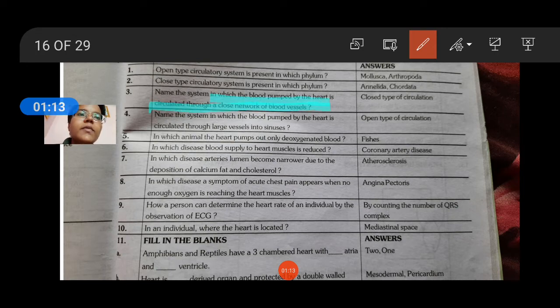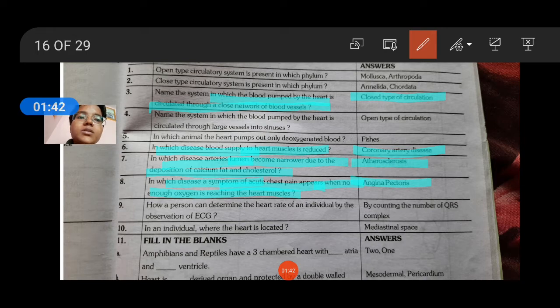Name the system in which blood pumped by heart is circulated through a closed network of blood vessels. Closed type circulatory system, as we have already seen. In which disease blood supply to heart muscle is reduced? Coronary artery disease. In which disease arteries' lumen become narrower due to deposition of calcium and cholesterol? Atherosclerosis. In which disease a symptom of acute chest pain occurs with not enough oxygen reaching the heart muscle? It is angina pectoris, or heart pain.